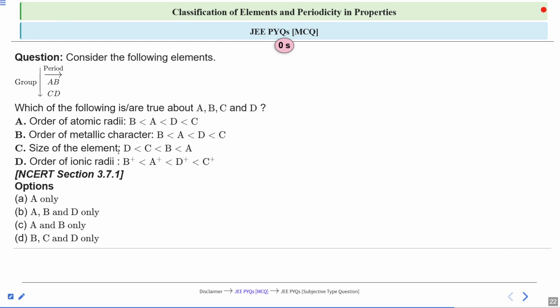Now, if C is the wrong statement, then which is the right option? A only, A, B, and D only, C, A and B only, D, B, C, and D only. So this is your final question, means final options. Obviously, your correct statements are A, B, and D. So D will be your correct answer.